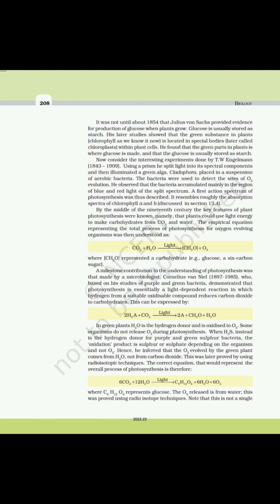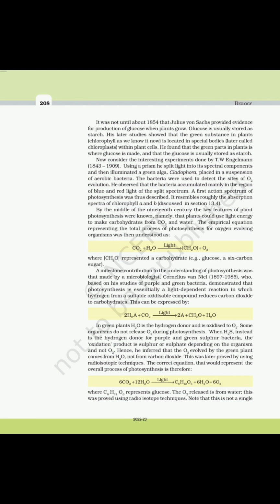1843–1909. Using a prism, he split light into its spectral components, and then illuminated a green alga, Cladophora, placed in a suspension of aerobic bacteria. The bacteria were used to detect the sites of O2 evolution. He observed that the bacteria accumulated mainly in the region of blue and red light of the split spectrum. A first action spectrum of photosynthesis was thus described.